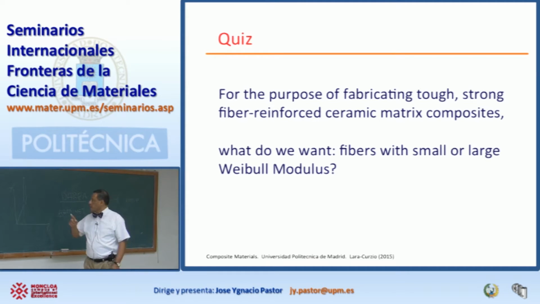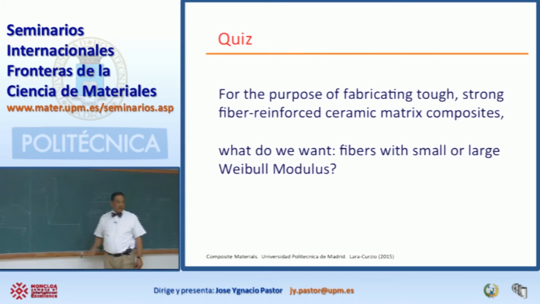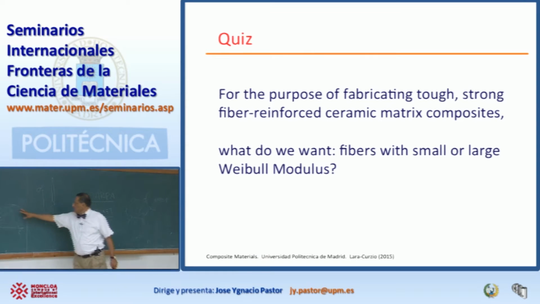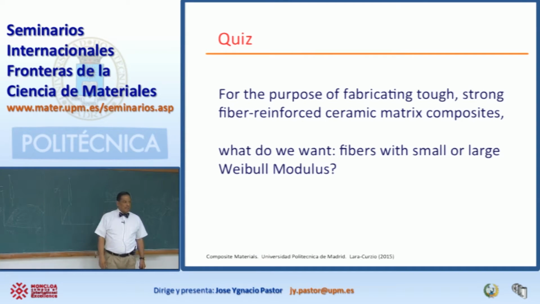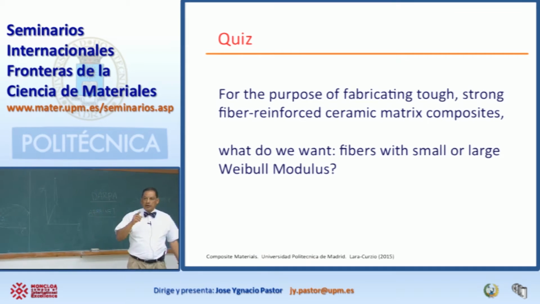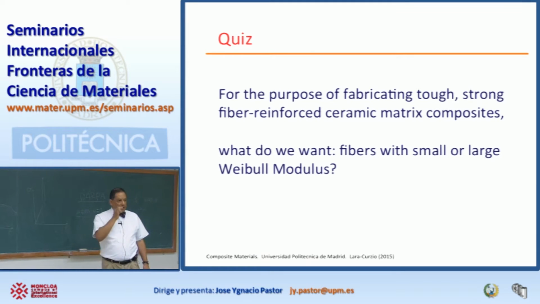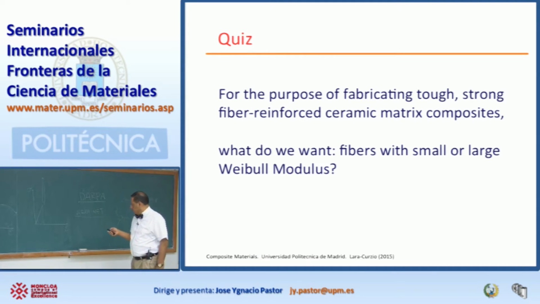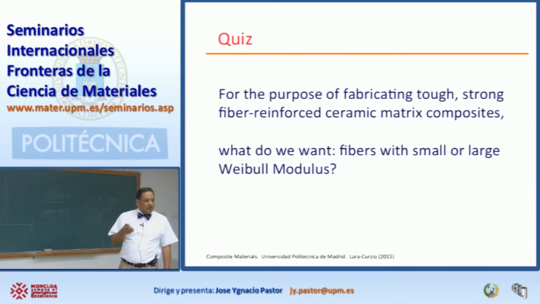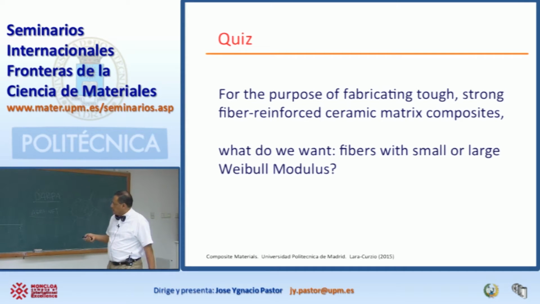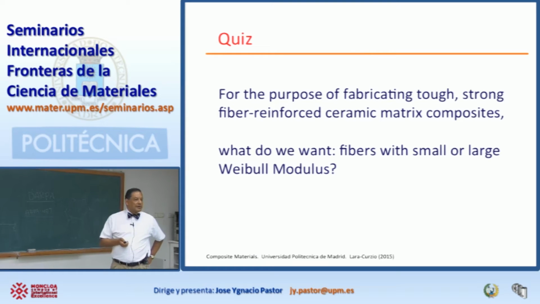I want that composite to be strong, to have high tensile strength, but I also want that composite to be tough. How do I make a composite that has high strength and high toughness, just like a metal, okay? And I want this to be a ceramic matrix composite. So each fiber in the composite is going to behave like this. So the question that I have is, can I really make a material that will behave like this, where the constituents behave like that? What do you guys think? Is that possible?